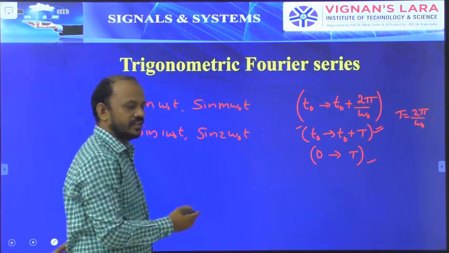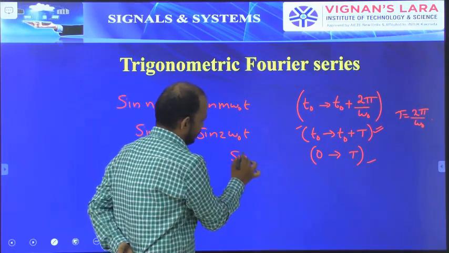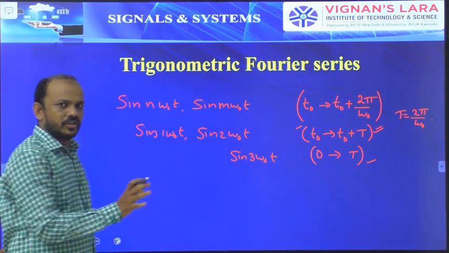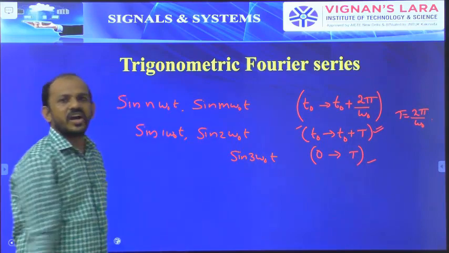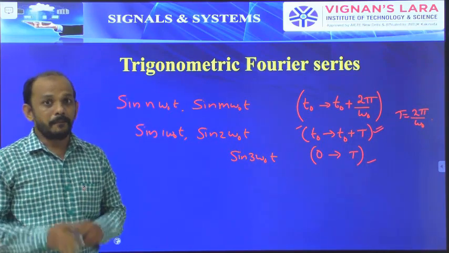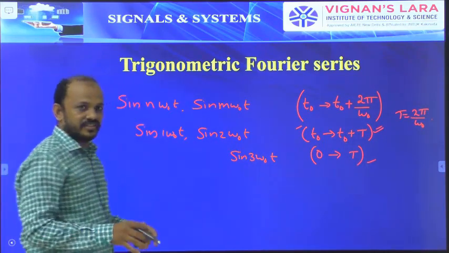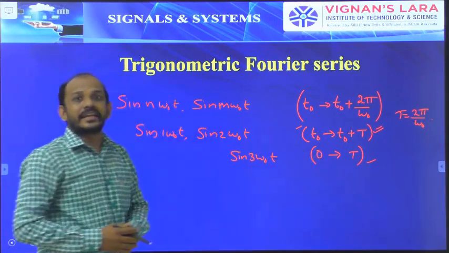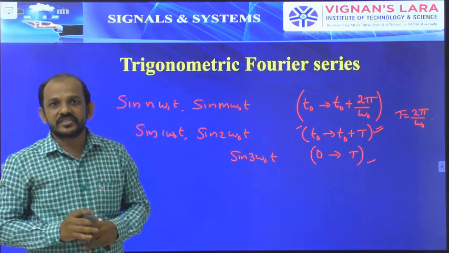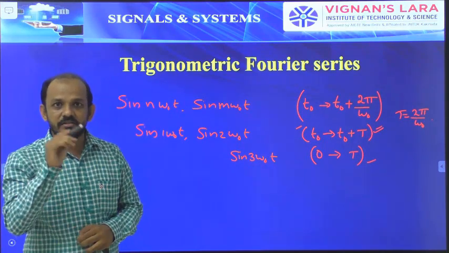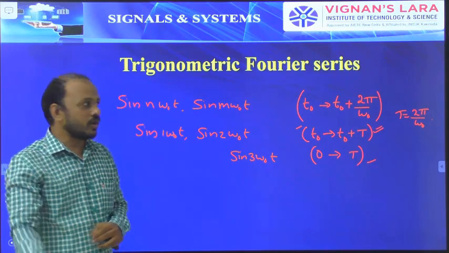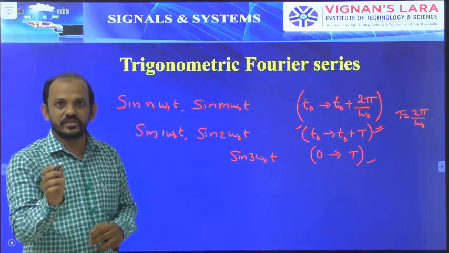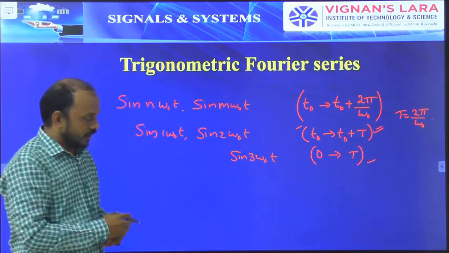Along with this, if you have sine 3 omega naught t or sine 4 omega naught t, they will form an orthogonal set because all these functions are orthogonal to each other. But the set sine omega naught t, sine 2 omega naught t, sine 3 omega naught t, sine 4 omega naught t cannot form a complete set. Why? Because there are cosine terms which are also orthogonal to these sine terms.